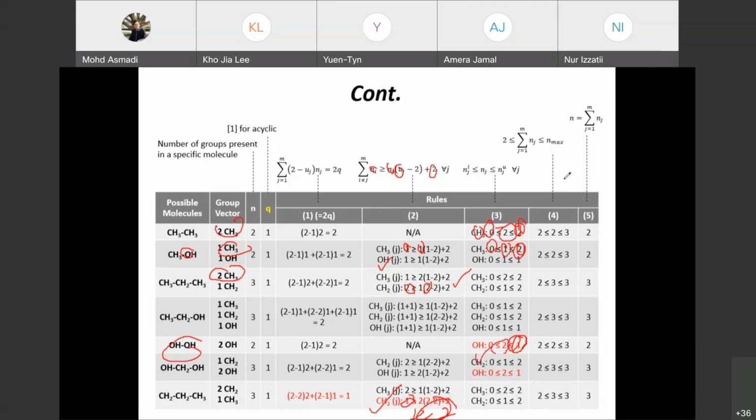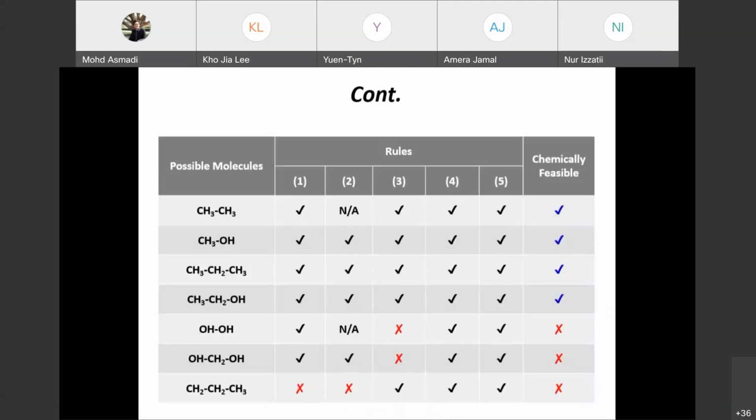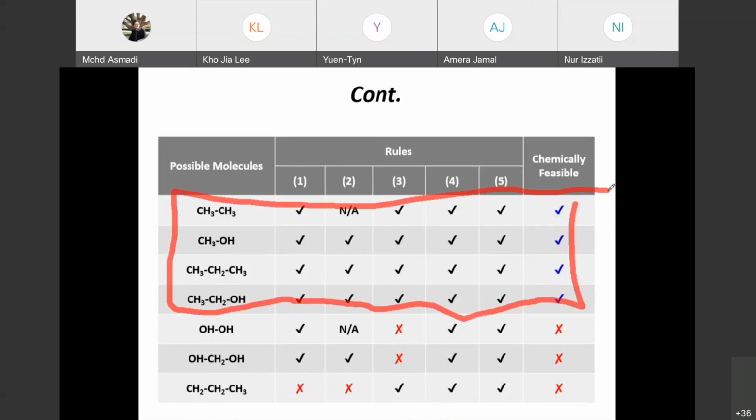Okay, and this one NJ equal to N max. N max, this one we can represent as 3. This one is 2 and 2. Okay, 2, 2. This one is 2, right? And we can check also N equal to NJ. This one is 2, this one is 2, 1, 2. This one is 3. 2 plus 1 equals 3, and so on. So if you look at here, if we summarize, only the molecules in blue color are feasible. This is only the molecules that are feasible. This one is not feasible because it does not obey the rules. This one also does not obey the rules. This one is not stable because there is another balancing.